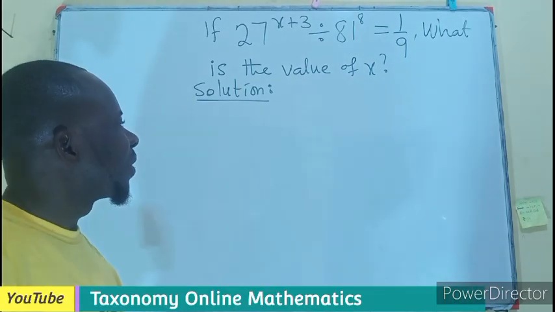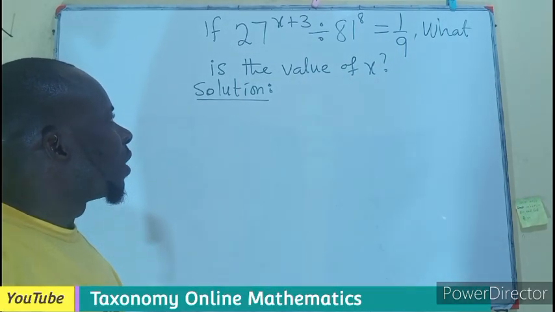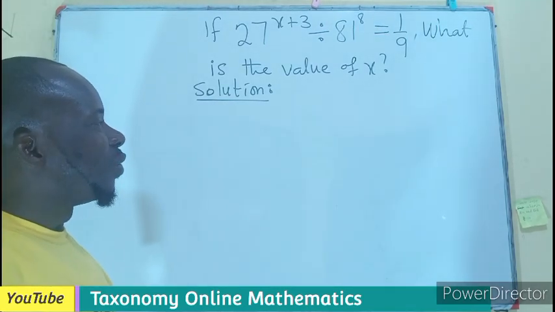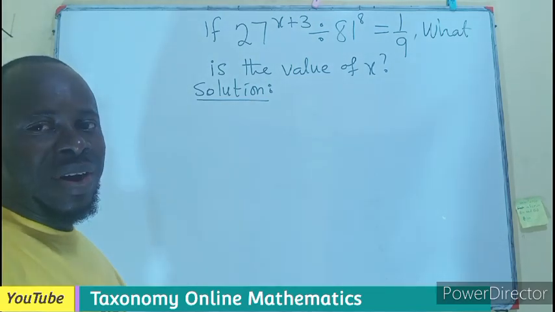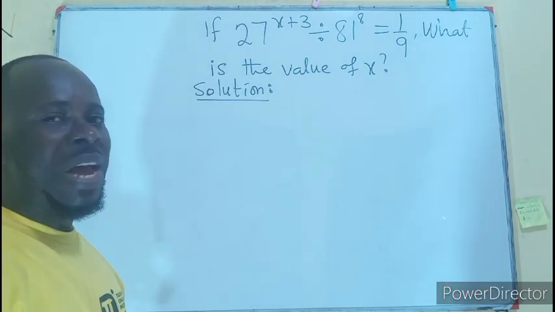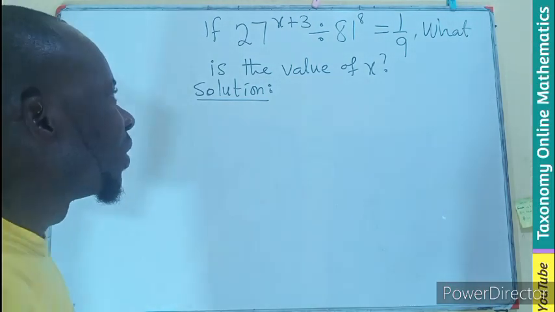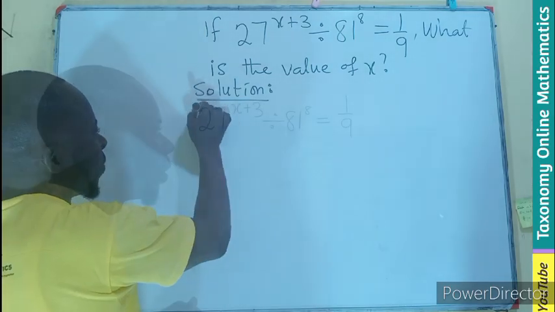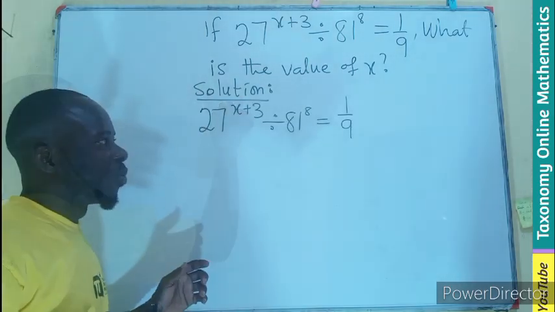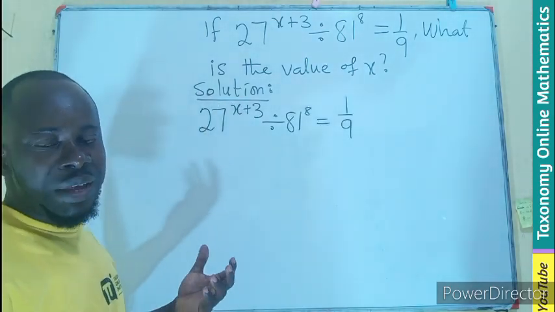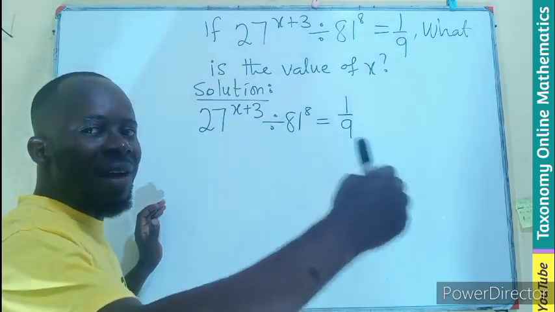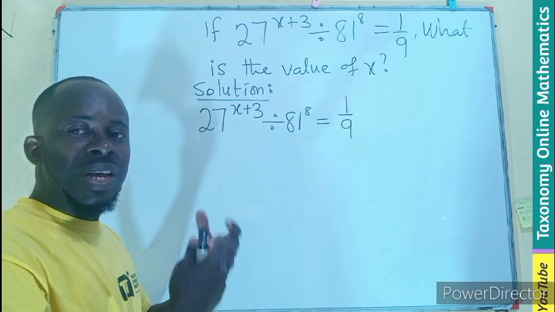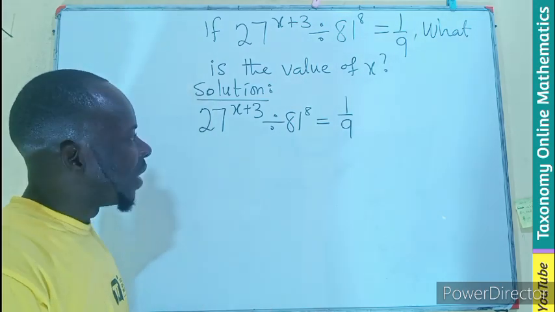Let's have a look at this question. If 27 exponent x plus 2 divided by 81 exponent 8 gives us 1 over 9, what will be the value of x? This is an exponential equation. Let's rewrite the question. Remember, under exponential equations, our concern is to write the left side of the equal sign to be the same as the right, having the same base, the same exponent. That's the meaning of the equal sign.